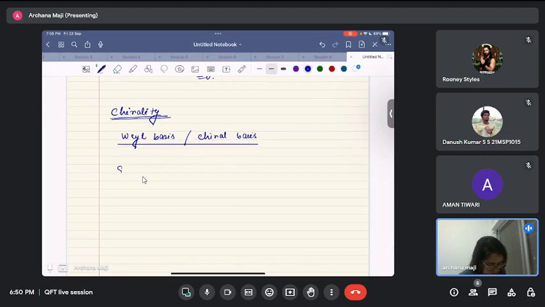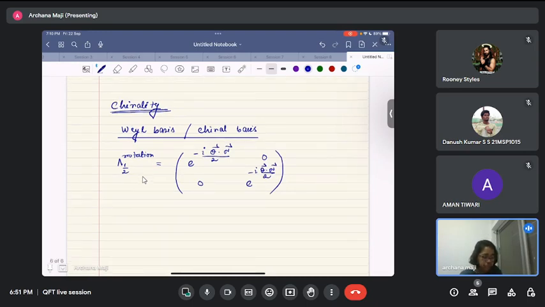our rotation matrix lambda half for rotation became exponential of minus i theta dot sigma over 2 0 0 exponential of minus i theta dot sigma over 2, where theta are the 3 rotation parameters, meaning omega_12 is equal to theta_3, omega_23 is theta_1, omega_31 is theta_2.